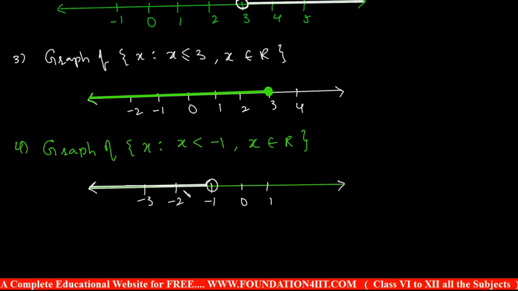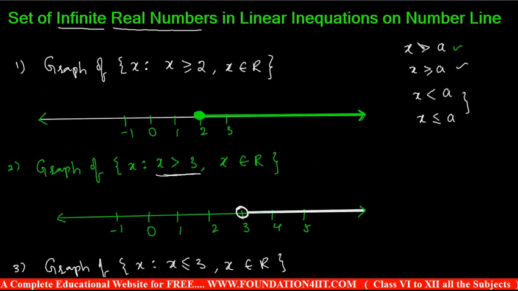Each and every number, even minus 2.1, minus 2.2, like this, each and every number on the number line, because the real numbers are infinite. So from less than minus 1, all the numbers are in this. Right, this is the case. So we have the four cases we can solve in this type. So this is a set of infinite real numbers in linear inequations on a number line. Next, let us see problems based on these linear inequations, how to solve the problems and how to represent the solution set on the number line. Let us discuss now.